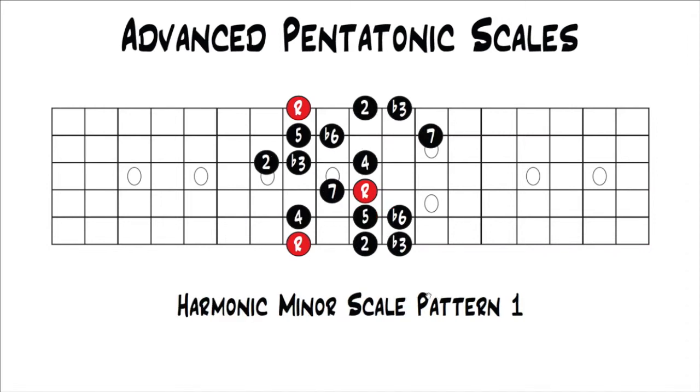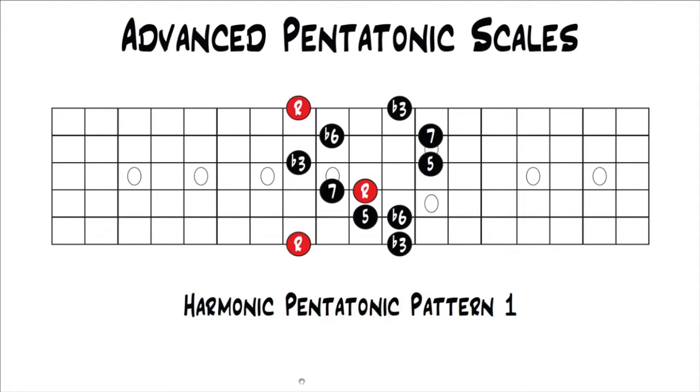Next one we're going to take is the harmonic minor scale, which hopefully you know is root, 2, flat 3, 4, 5, flat 6, 7. To get to a harmonic pentatonic scale, we could take out the 2 and the 4, and that would give us root, flat 3, 5, flat 6, 7. And that's a cool harmonic pentatonic scale that you could use.